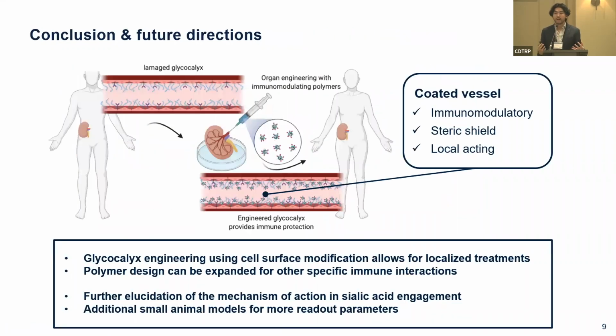So with that, a very small vignette snapshot of what we've been working on, glycocalyx engineering could be an avenue moving forward for cell surface engineering to tackle some of the problems that organ transplants might face. Because this is synthetic, the polymer design can be interchanged for different targeted effects. In future, like I mentioned before, we are going to be looking at the mechanism of action, as well as additional small animal models with more clinically relevant readouts, and an immunosuppression comparison.